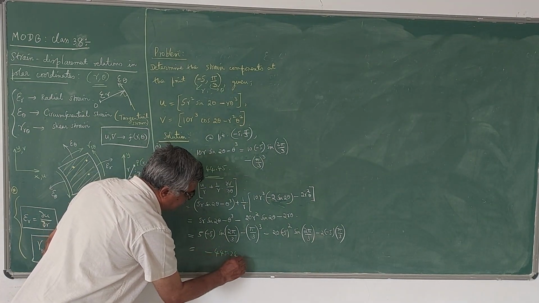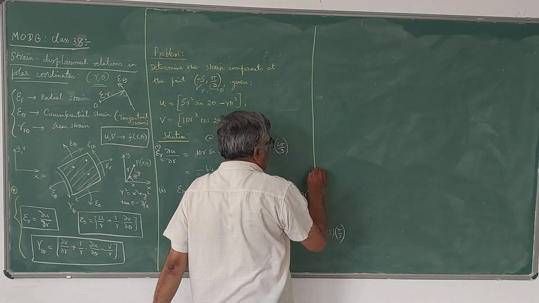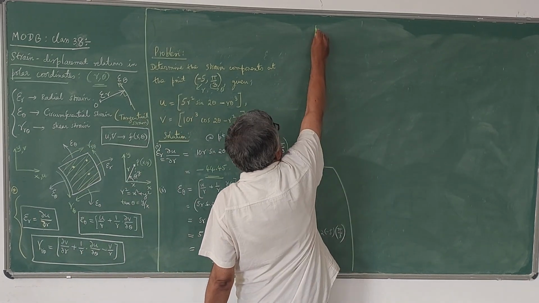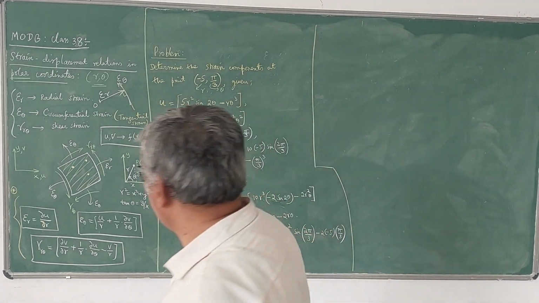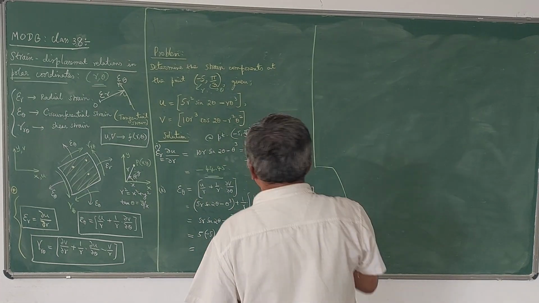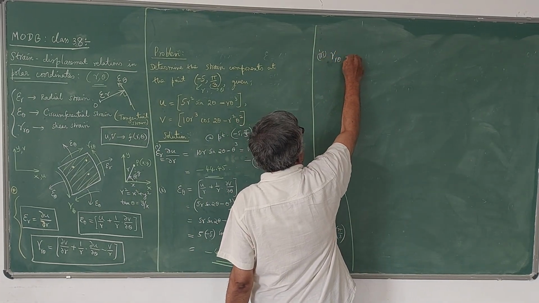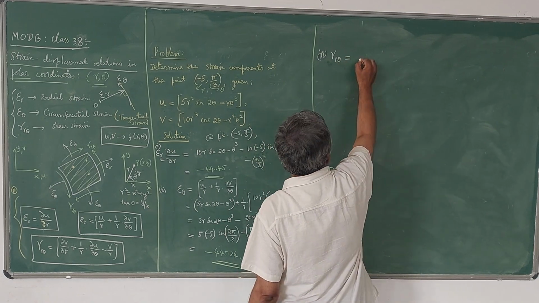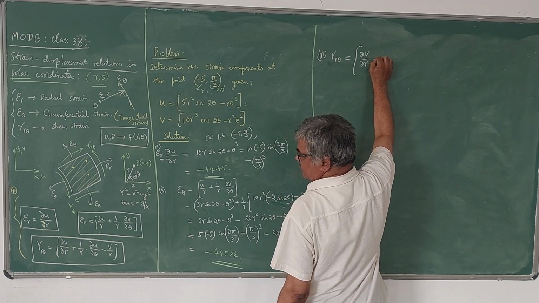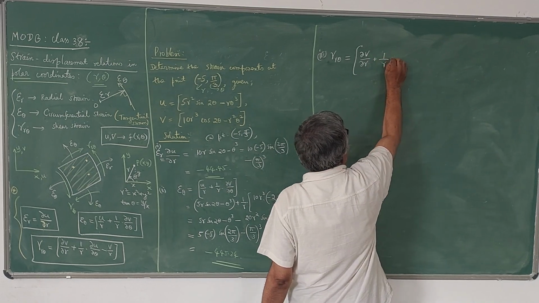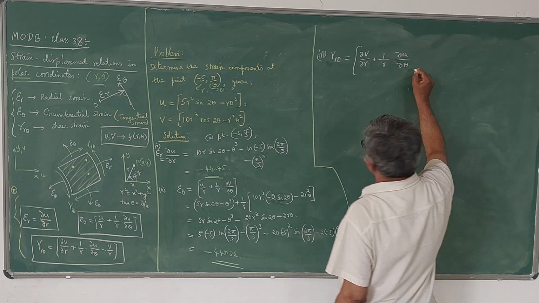Please check the answer. This is the answer you are getting. This is the second strain component. Now this third strain component is the shear strain component, that is gamma r theta. So write down the formula in the third one. Gamma r theta is equal to dou v by dou r plus 1 by r into dou u by dou theta minus v by r.